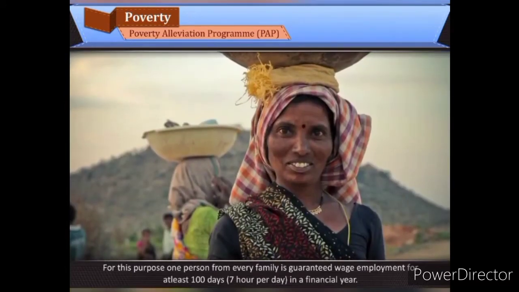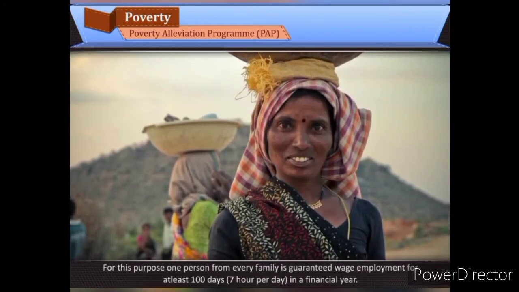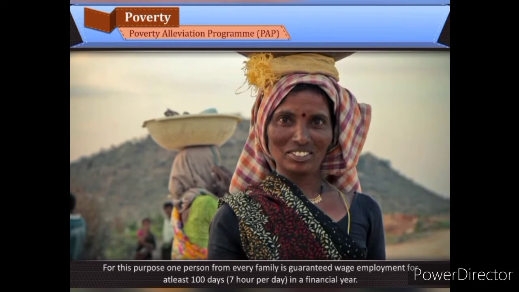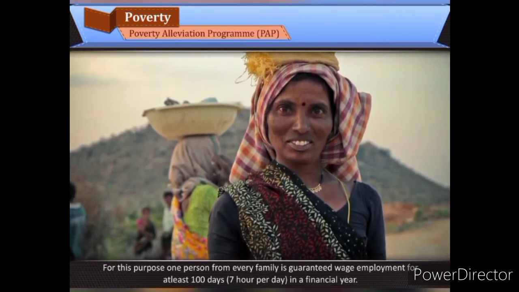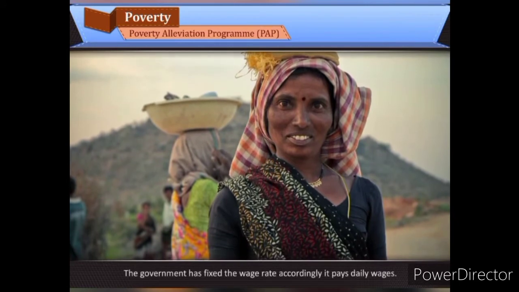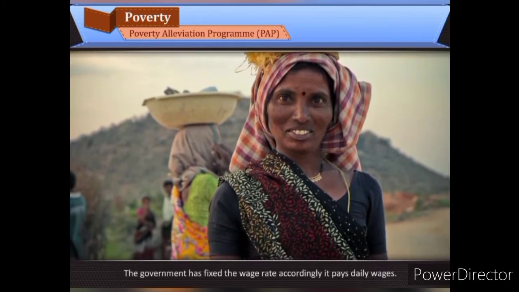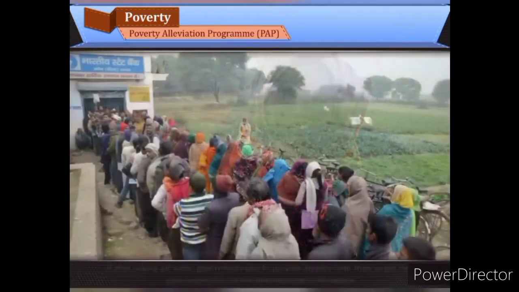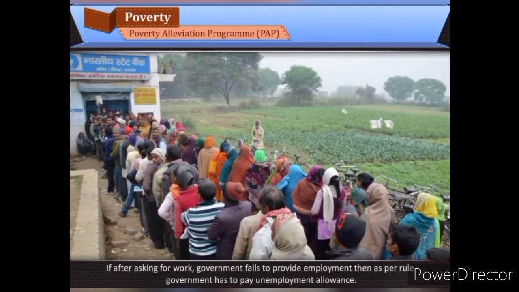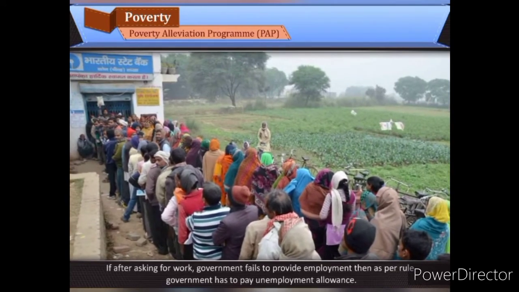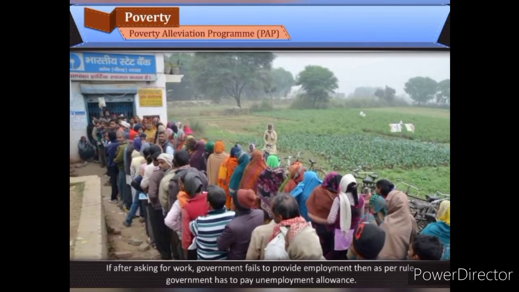For this purpose, one person from every family is guaranteed wage employment for at least 100 days, that is 7 hours per day, in a financial year. The government has fixed the wage rate, accordingly it pays daily wages. If after asking for work, government fails to provide employment, then as per rule, government has to pay unemployment allowance.